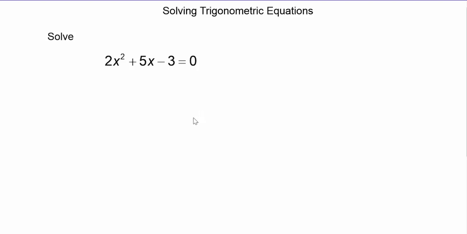Today we'll solve trigonometric equations. Let's do a little review of a quadratic first. It's already set equal to 0. If it wasn't, we want to do that first. Then we take, obviously, the factors.